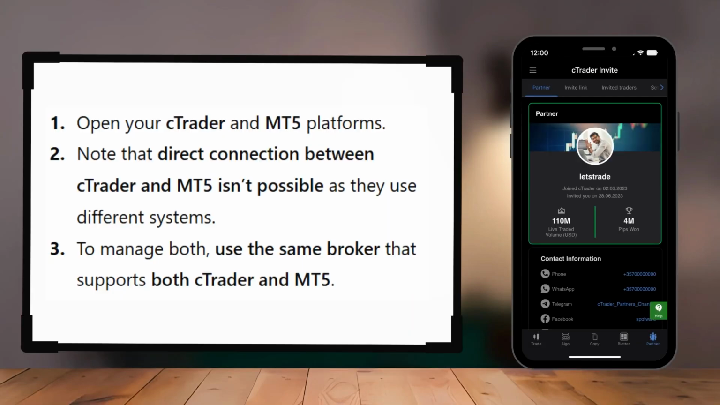To start, open your CTrader and MT5 platforms. Note that a direct connection between CTrader and MT5 is not possible as they use different systems. To manage both, use the same broker that supports both CTrader and MT5.